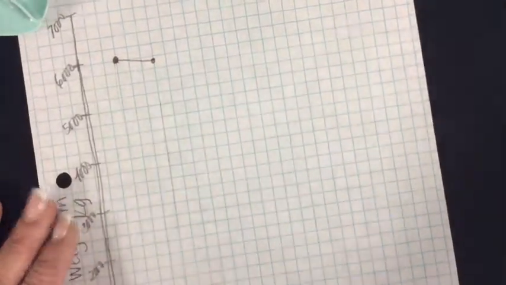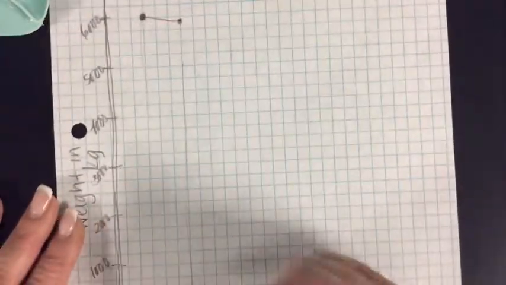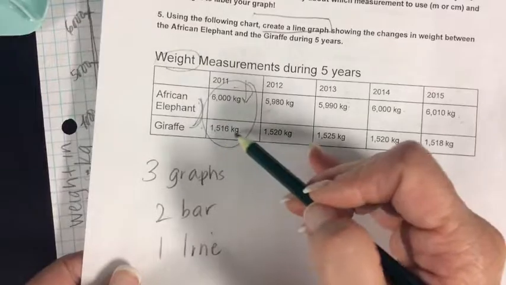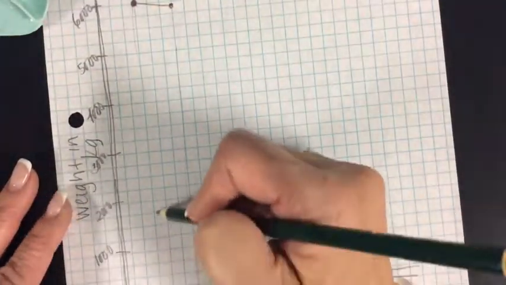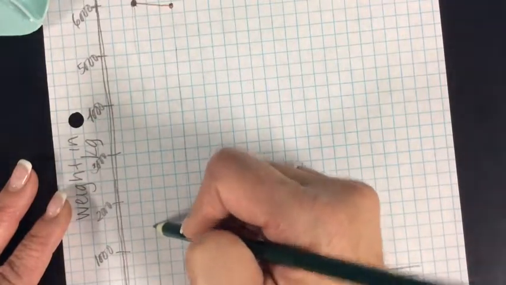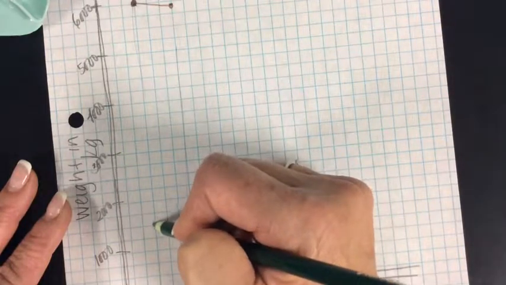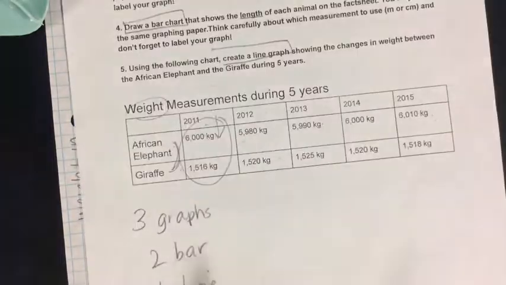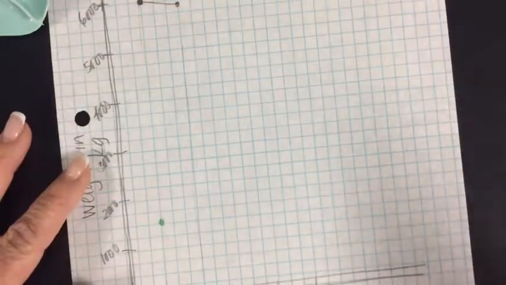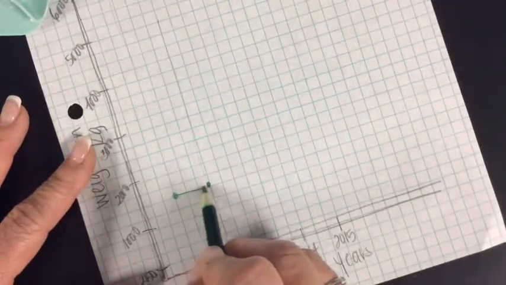I have brown. All right, now I'm going to do the giraffe, and I'm going to do that in green, 1,516 in 2011. See, 1,516. So, 1,000, let's see, 1,500 is like right here because it's in the middle. And so that would be not too much above that, right there. And then 1,520. So it's not going to be very different. And then I'm going to connect them.